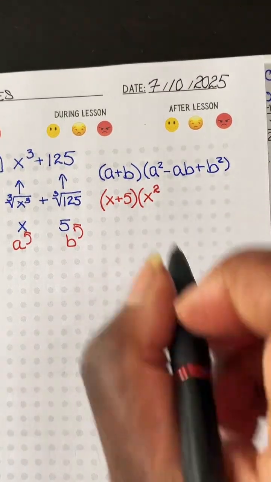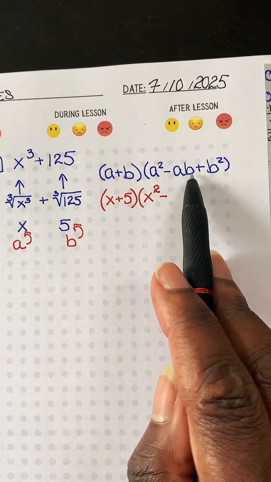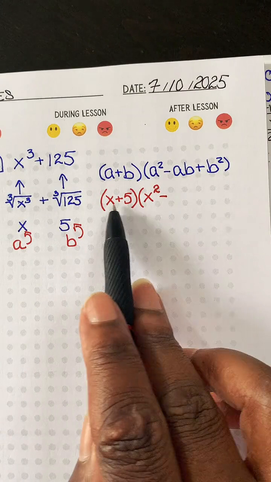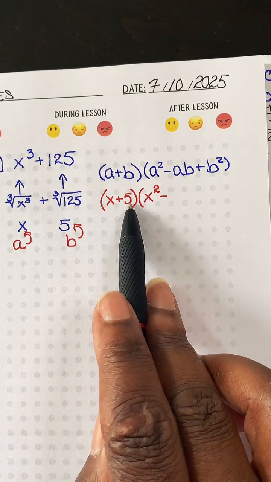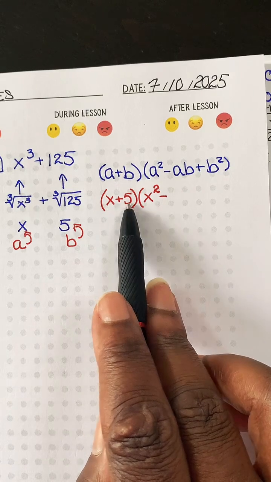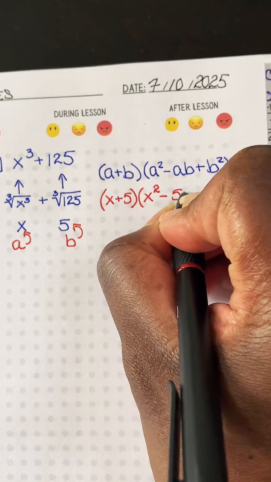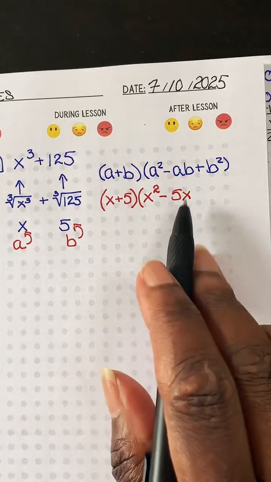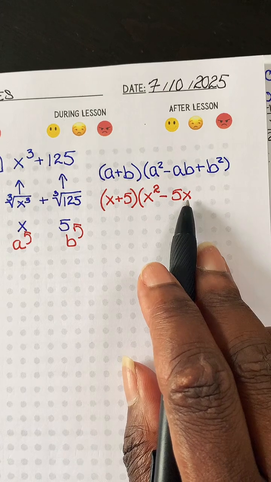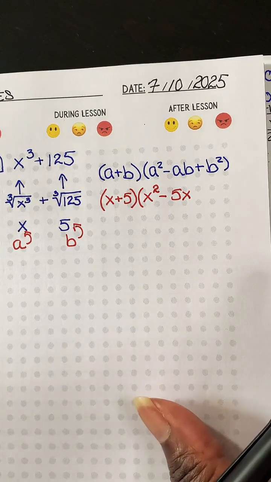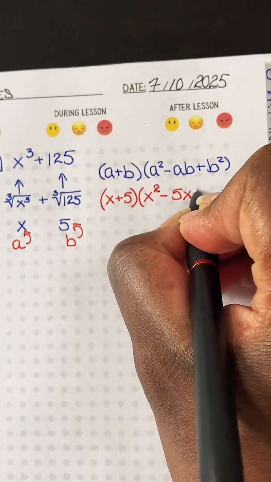Bring down the minus sign. Now we have AB. So if the A is the X and the B is the 5, we're going to multiply X and 5, which will give me 5X. We always put the coefficient in front of the variable. Okay, so that doesn't derail anything. Bring down our plus sign.